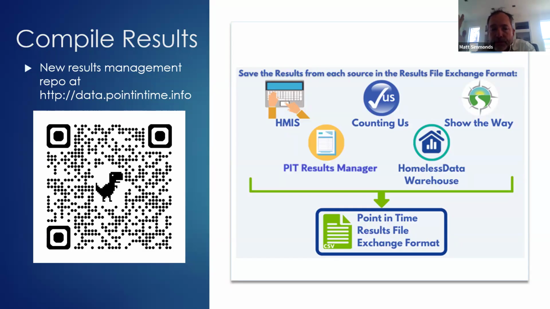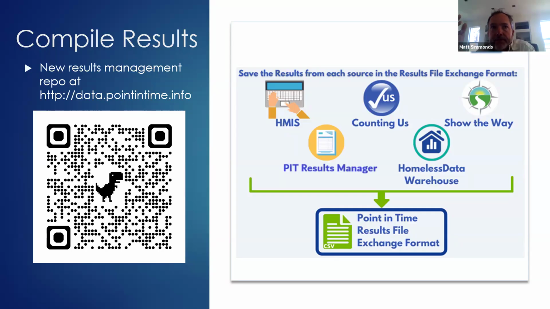Most of you do. HMIS is one data set. Sometimes you have domestic violence providers that are using something different. We've got data from Counting Us that goes through the command center. For those of you who use Show the Way, you've got that data that comes through. So we can use the warehouse for the Show the Way data, and we can use the warehouse for HMIS data to produce the results file format. And from Counting Us, we produce it natively within the command center.